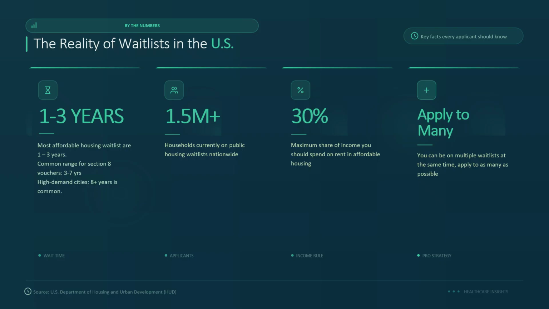Nationally, more than 1.5 million households are currently on public housing wait lists. This is why I recommend applying to as many wait lists as you qualify for at the same time. There is no penalty for being on multiple lists. The 30% rule is your guiding benchmark. If you're spending more than 30% of your income on rent right now, affordable housing could make a meaningful difference in your financial stability and your health. These numbers come from the U.S. Department of Housing and Urban Development, which is the federal agency that oversees these programs.